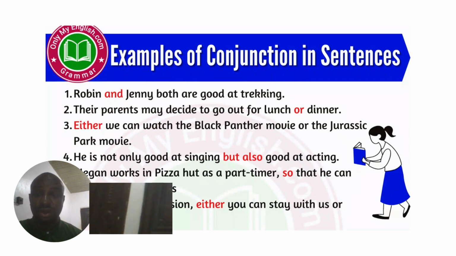Example number one, Robin and Jenny both are good at trekking. If you remove and there, you'll be having a completely different statement. You'll be having Robin, Jenny, both are good at trekking. And that'll be very incorrect. Their parent may decide to go for lunch or dinner. Lunch or dinner. You can see or there acting as a conjunction, joining those two words together to make meaning.